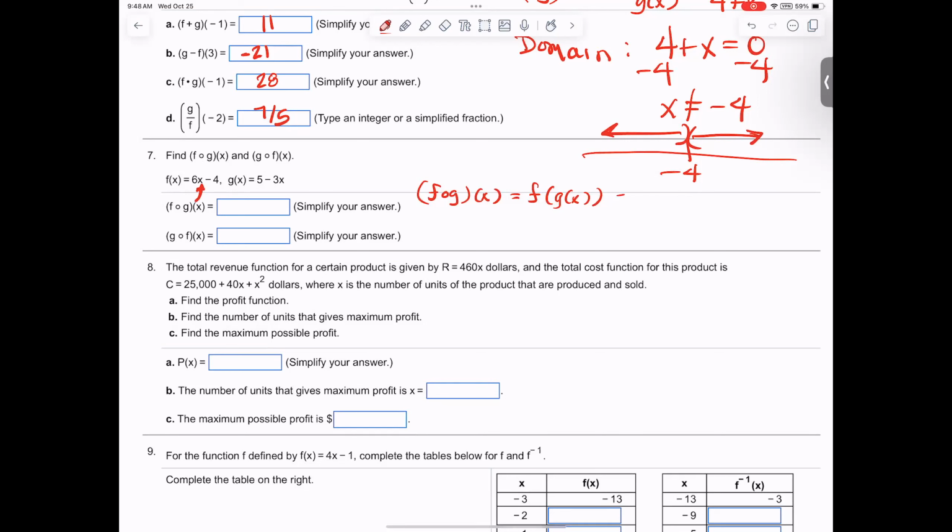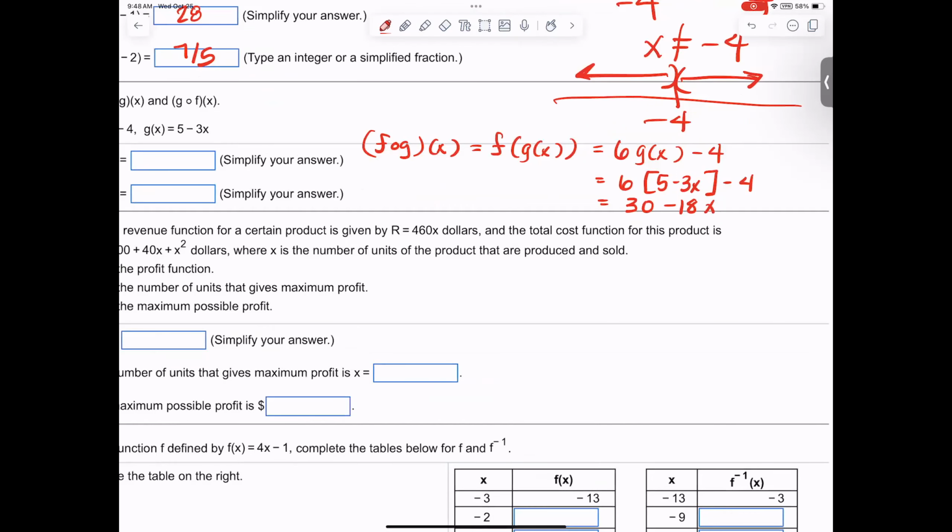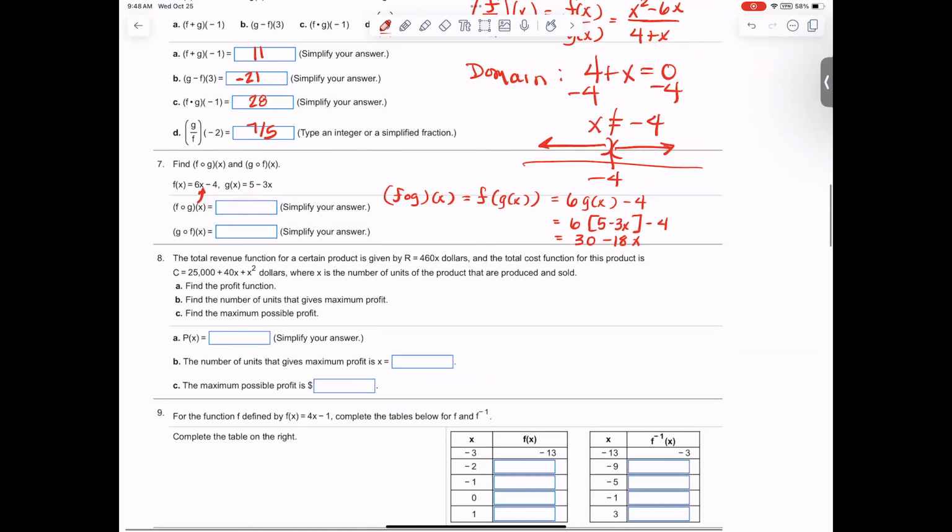So that's going to be 6 times G of X minus 4. But G of X is 5 minus 3x. So that's going to be 30 minus 18x minus 4, which is what? 26 minus 18x.